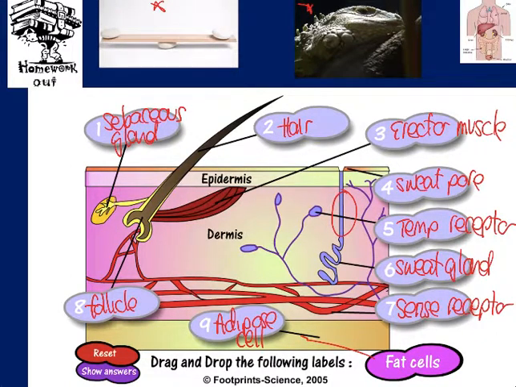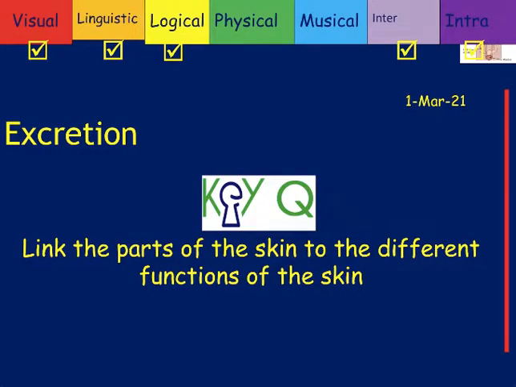So up here, this little seesaw type scenario in my head says to me homeostasis, maintenance of a constant internal environment, so it has to be the same. And this guy up here is an example of an ectotherm, so an organism that maintains its internal temperature on the basis of its external environment. So it'll gain or lose heat from the atmosphere. So today we're going to link the parts of the skin to the different functions of the skin.